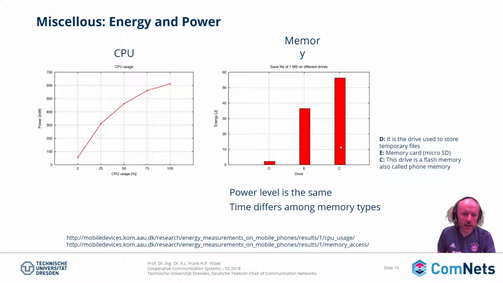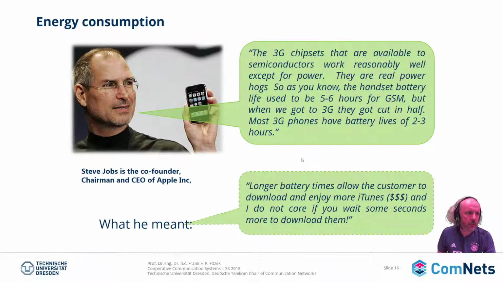Something like a memory card and flash memory. And if you look at these different types here, D, E, and C, you see the energy consumption in joule for 1 megabyte of storage differs really dramatically, right? So just to know how to store data can have an impact on your power consumption.